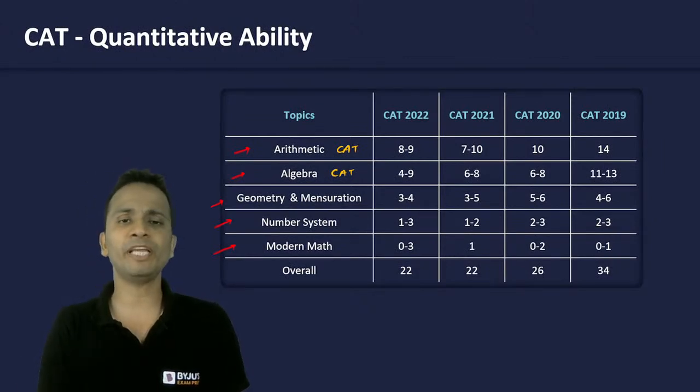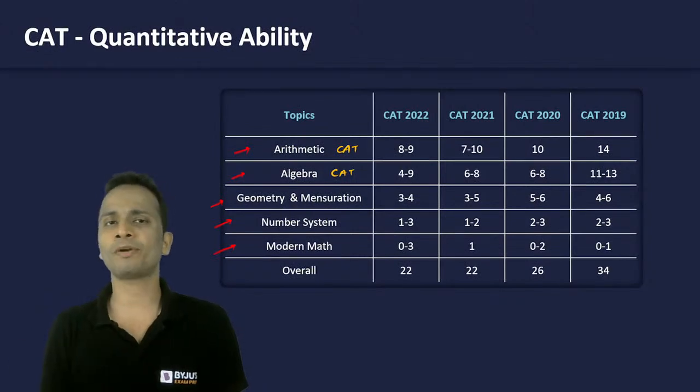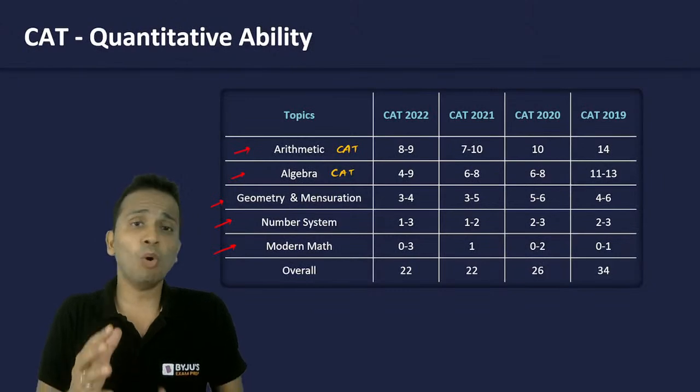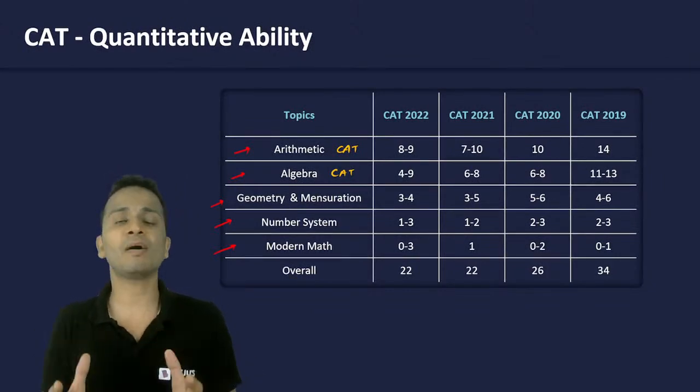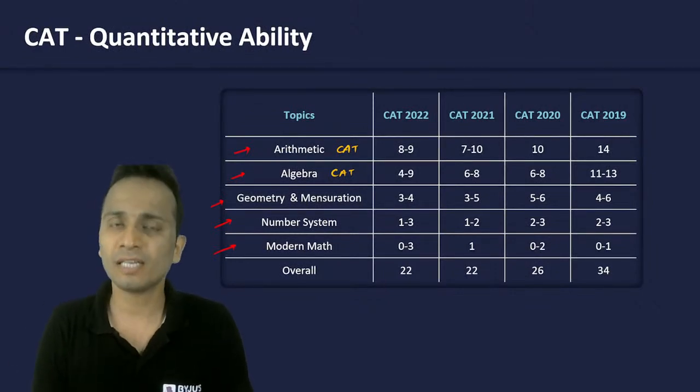If I talk about non-CAT examinations, I cannot say which topic is more important or less important, because we have seen more than 15 questions coming from number systems alone in examinations like NMAT.